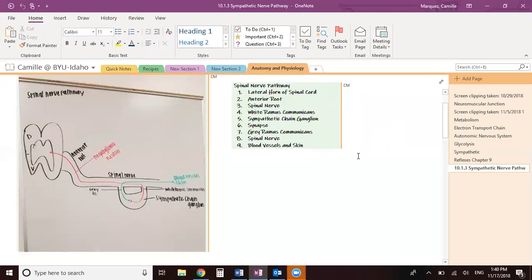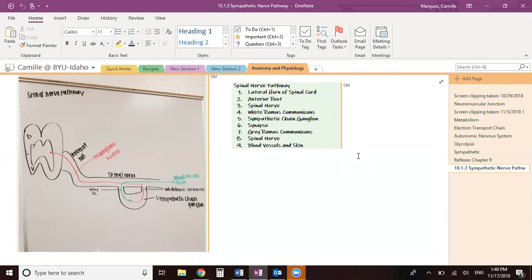Hey, I just wanted to go over the sympathetic nerve pathways. This is like 10.1.3. Just wanted to give a quick little overview of it. Hopefully you can see the pictures. These pictures are something that I did on a whiteboard, just took a picture of and put on here because it's a lot better than me trying to draw on the computer, I found.